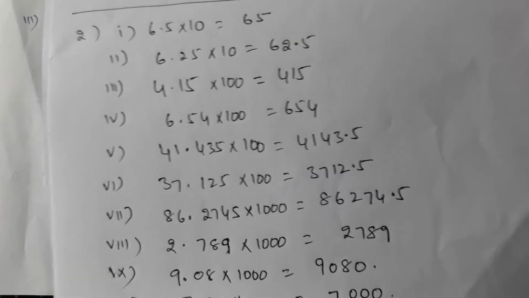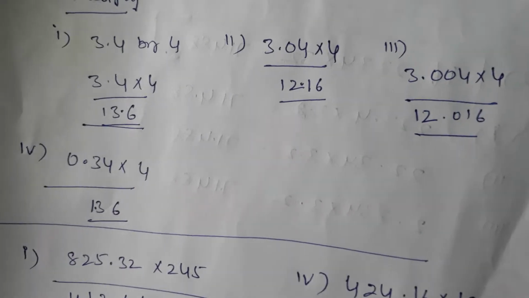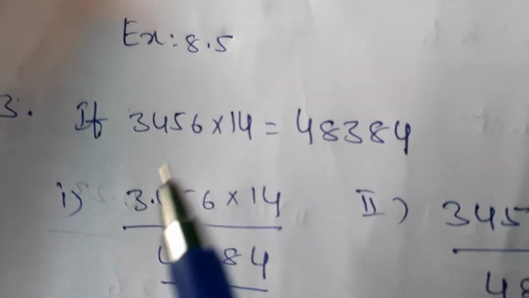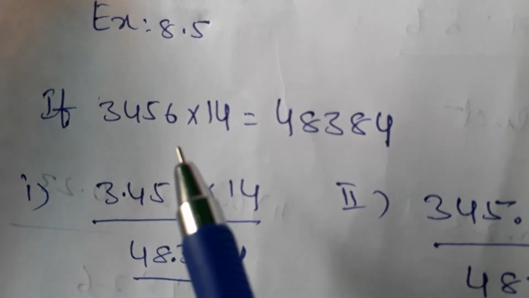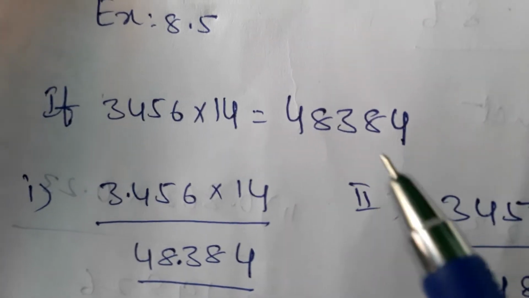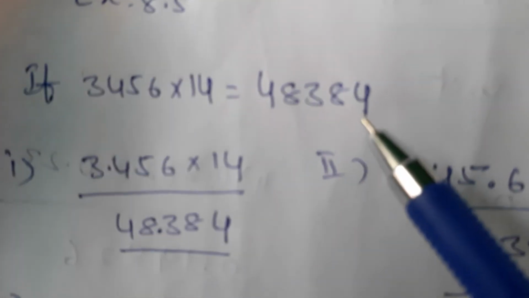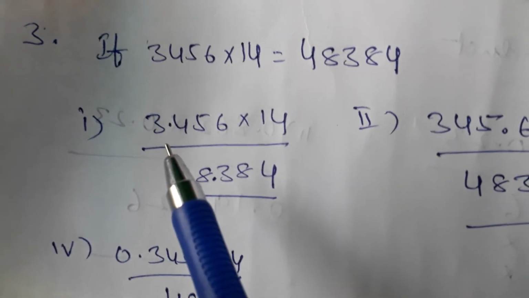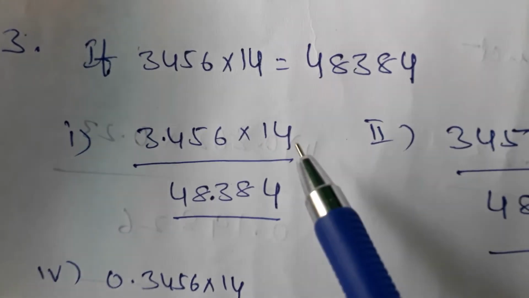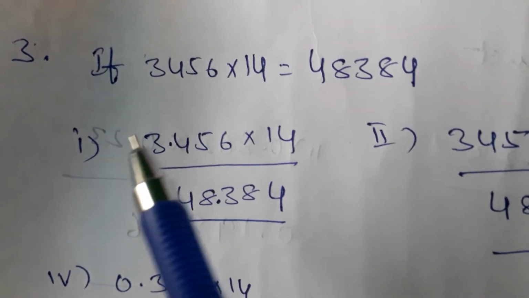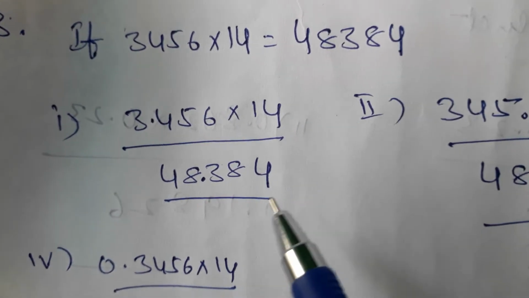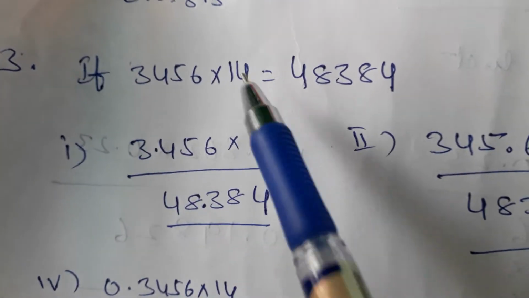Now, one more question. You see, multiplications. In case multiplications are given, 3456 multiplied with 14, the result is given directly. So then, the first question: 3.456 into 14. Without the decimal, what is the result? The same result you will get here. Without the decimal, the result is given now.